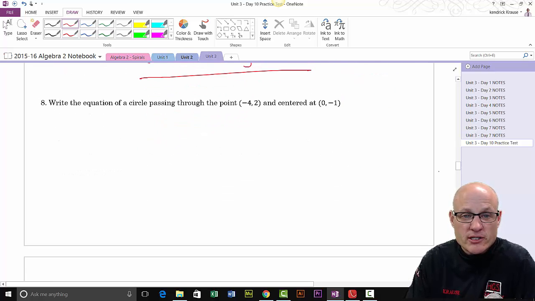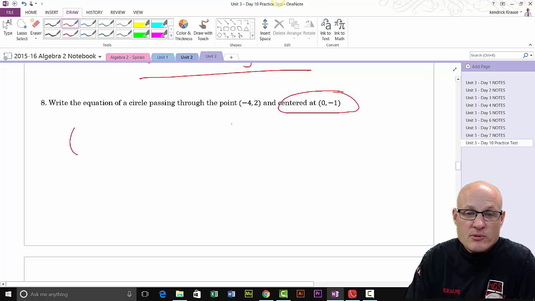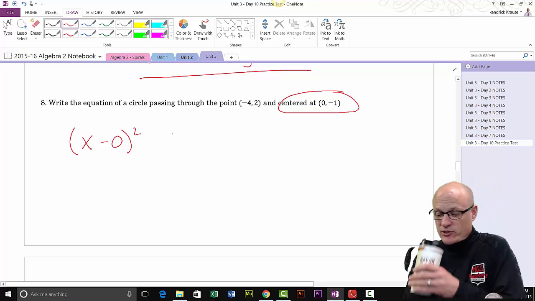This one's a little bit more tricky. This is my center right here, so that gives me my first part. So that's going to be x minus 0 squared. Yes, I'm going to write that just for fun.